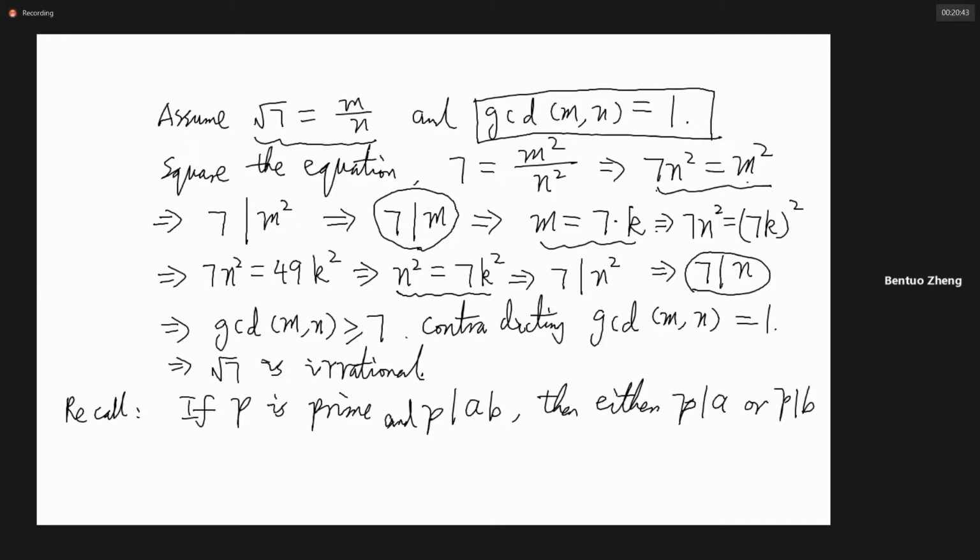Okay, so any questions about this example? Okay, so let's continue to the next example, next problem.